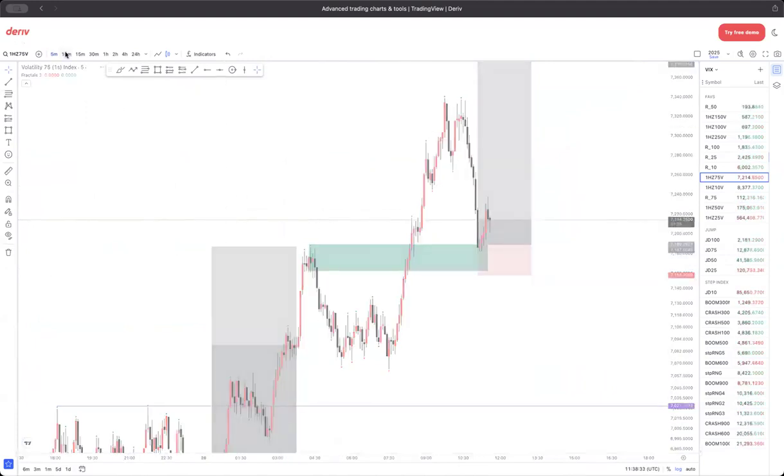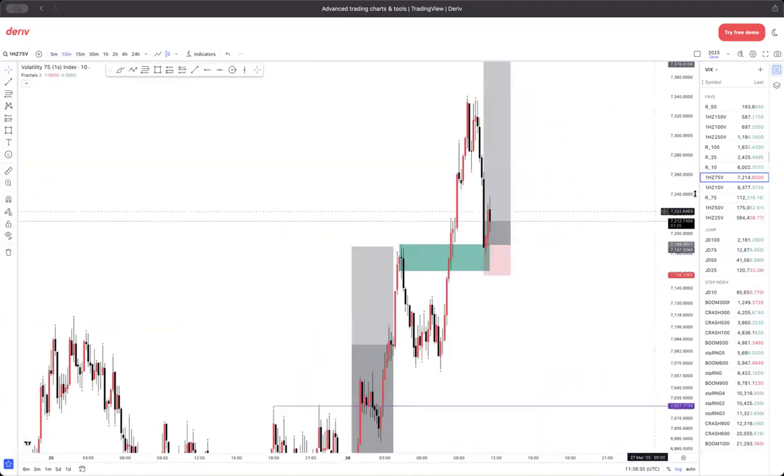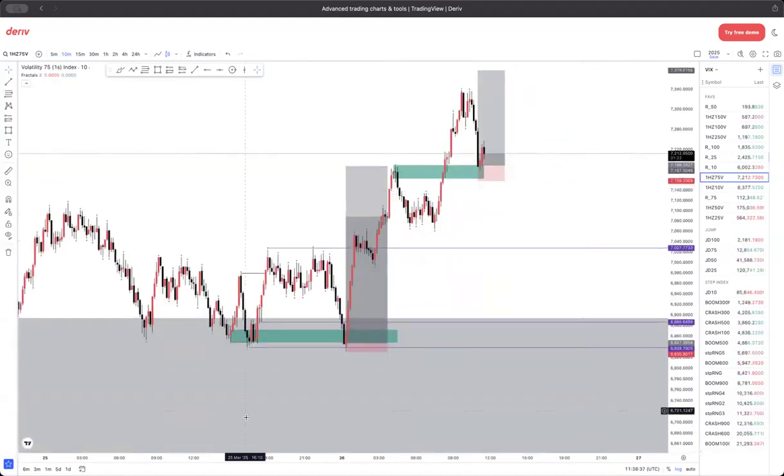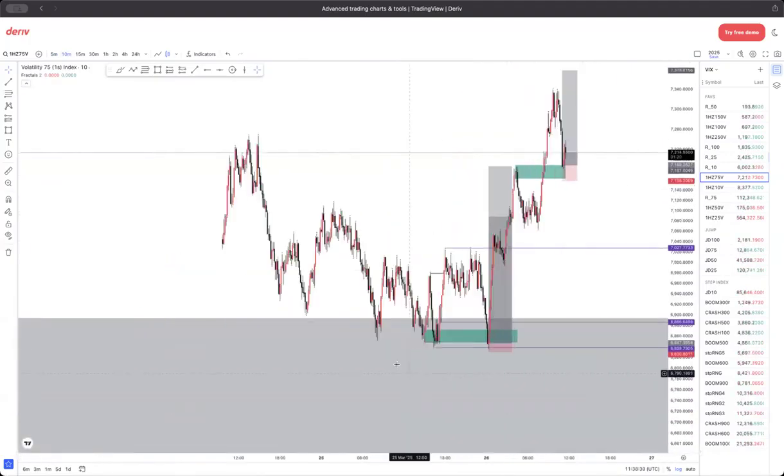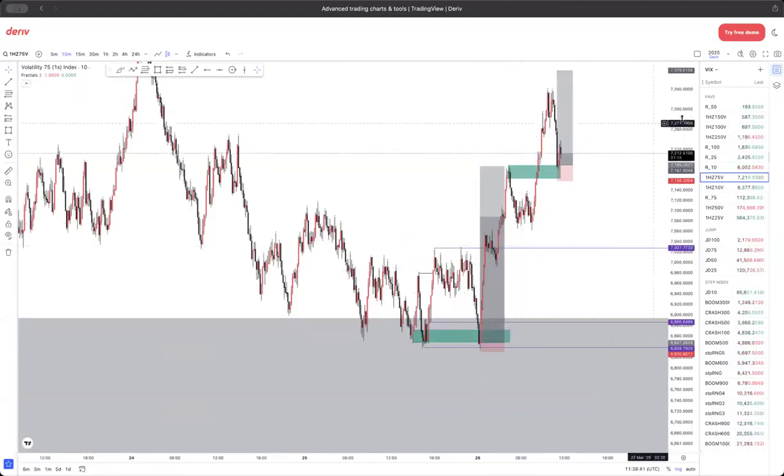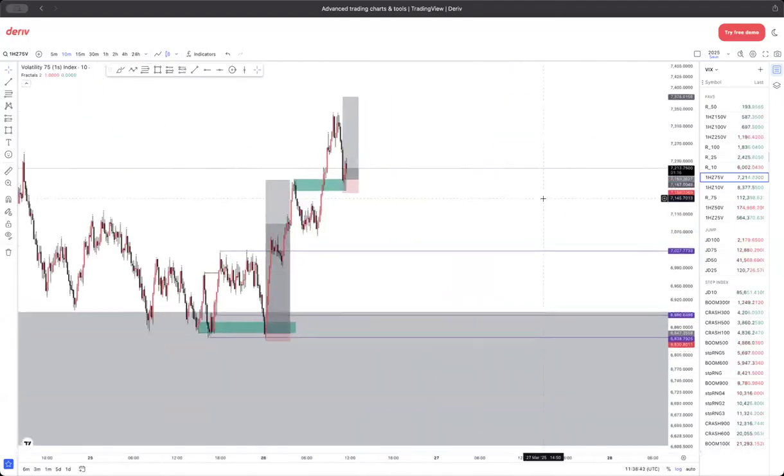Now let's check another pair. If you have any question on the top analysis I just did, you can ask a question. What I'm doing is two classes at the same time, right? Confirmation entry and top analysis. So now let's check V100s.